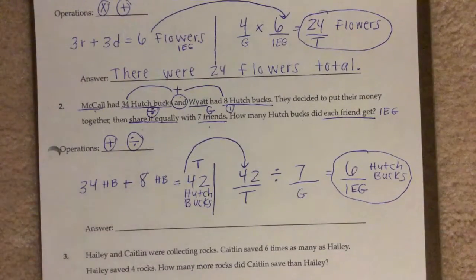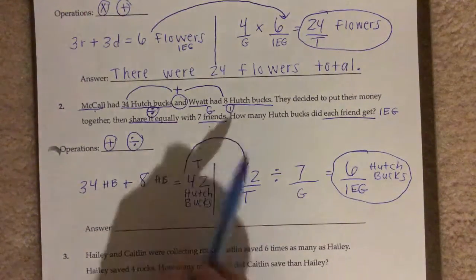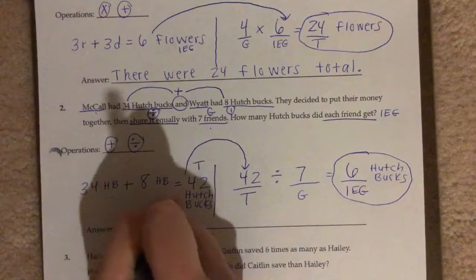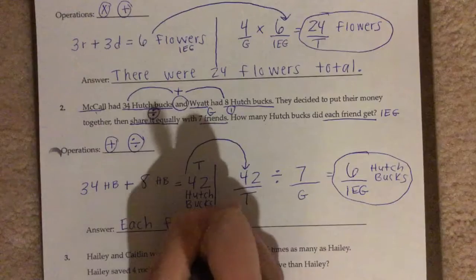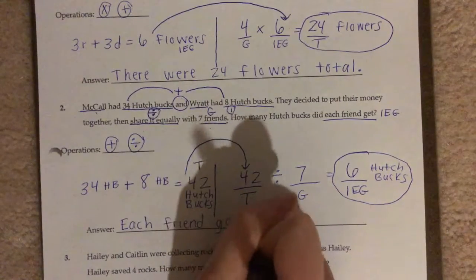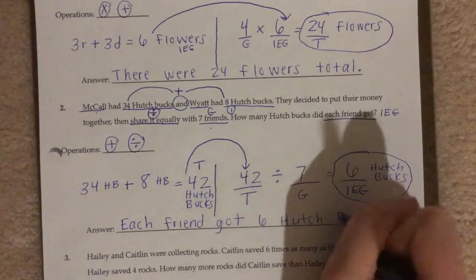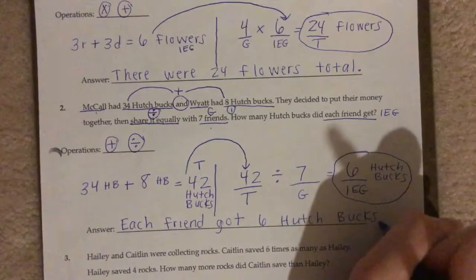To write my sentence, I'm going to check my question. How many hutchbucks did each friend get? Each friend got 6 hutchbucks. Period.